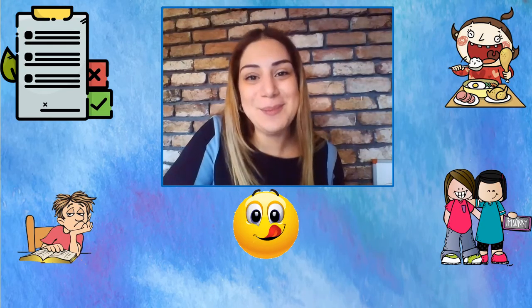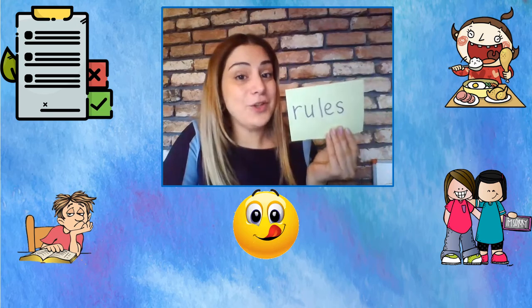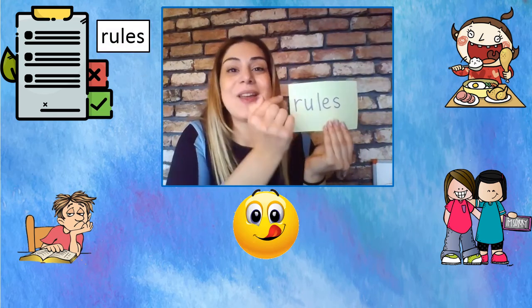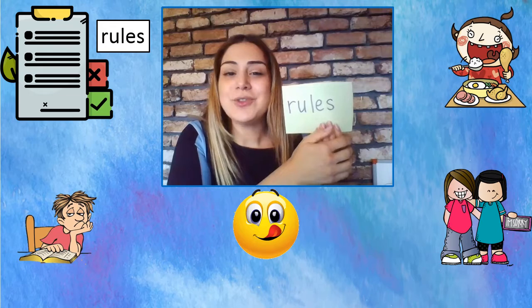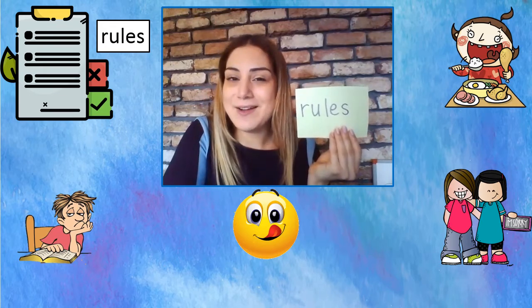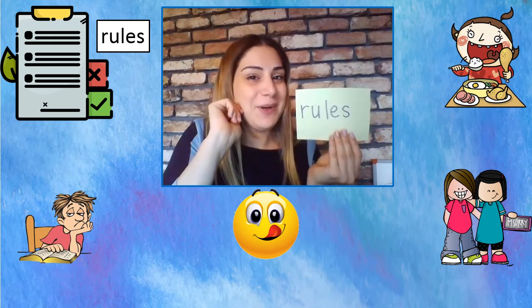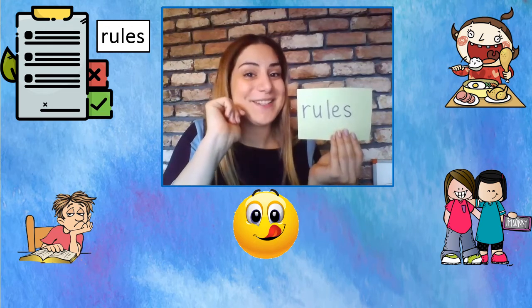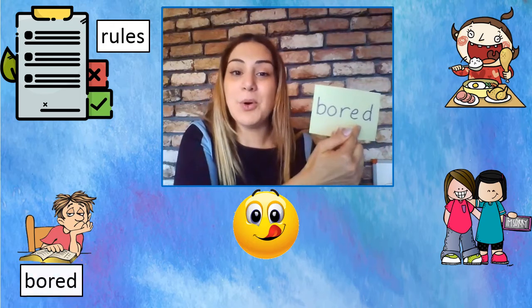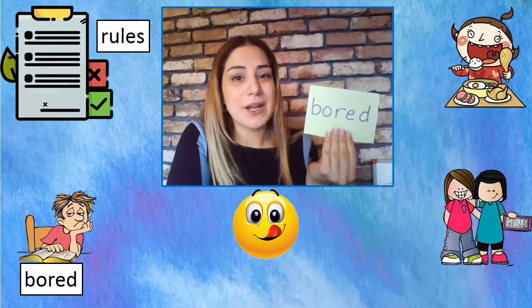Before we start reading the book, we need to learn the new vocabulary, the new words, so we can understand what we read. Let's look at the words. The first word is rules. Rules. Do you remember what my rules were in our classroom? What was rule number 1? Do you remember? No Turkish. That's Mrs. Ashley's rule. The second word is bored. Bored. I'm very bored at home.